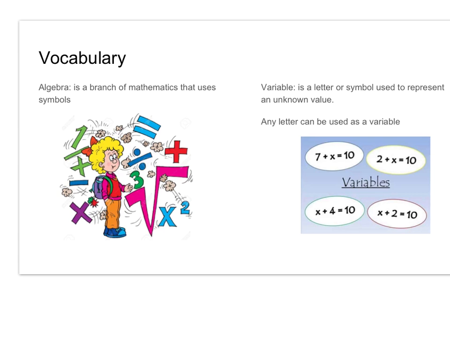Okay, so some examples are we have 7 plus x equals 10. x would be your unknown. We have 2 plus x equals 10. Again, x would be your unknown. We have x plus 4 equals 10. Again, x would be your unknown. And we have x plus 2 equals 10. Again, x is your unknown.